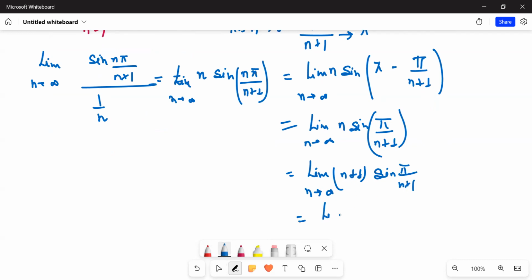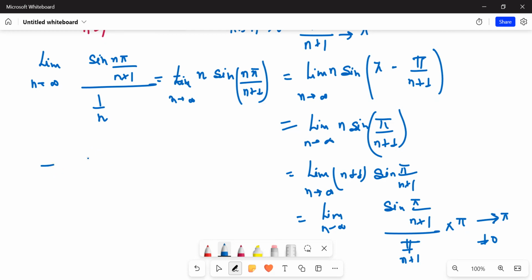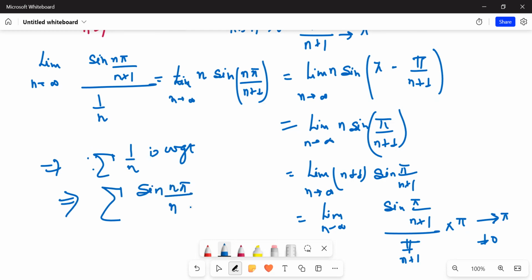Now, instead of writing this, what I'll do, limit n tends to infinity, I'll write sine pi upon n plus 1 divided by 1 upon n plus 1. So multiply pi here and multiply pi here. So clearly this limit goes towards pi. Since this limit is pi and this is non-zero, and I know that since summation 1 upon n is divergent, it implies that summation sine of n pi upon n plus 1 is divergent. Sorry about it. This is from limit comparison test.